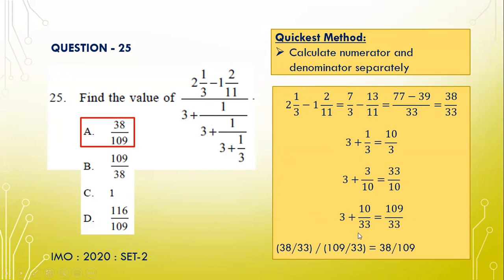3 plus 10 upon 33: 33 threes are 99, 99 plus 10 is 109. So it will be 109 upon 33. So the whole number for this whole denominator is 109 upon 33. So finally it will be 38 upon 33, because the first is 38 upon 33, whole upon 109 upon 33. The 33 will get cancelled because both are denominators. What will remain is 38 upon 109. 38 upon 109 is what remains.